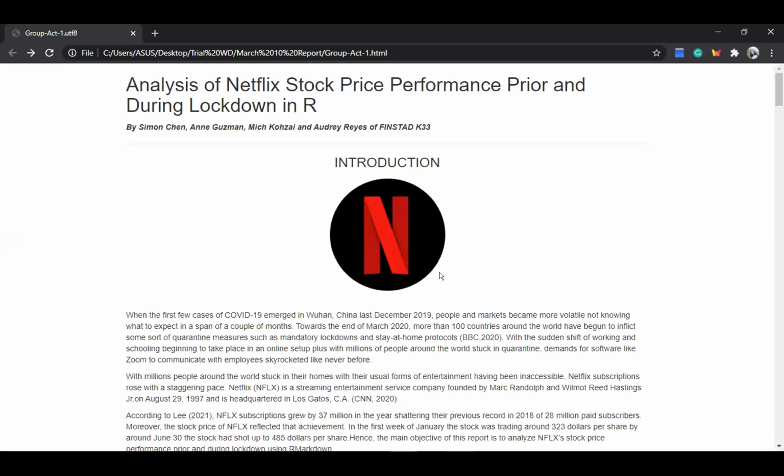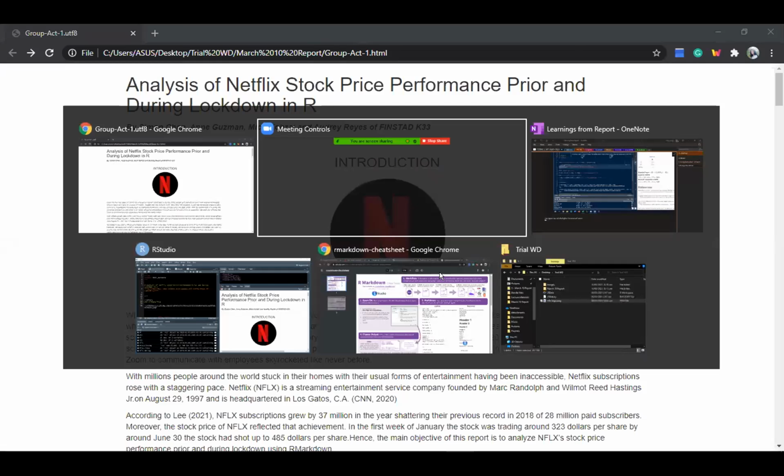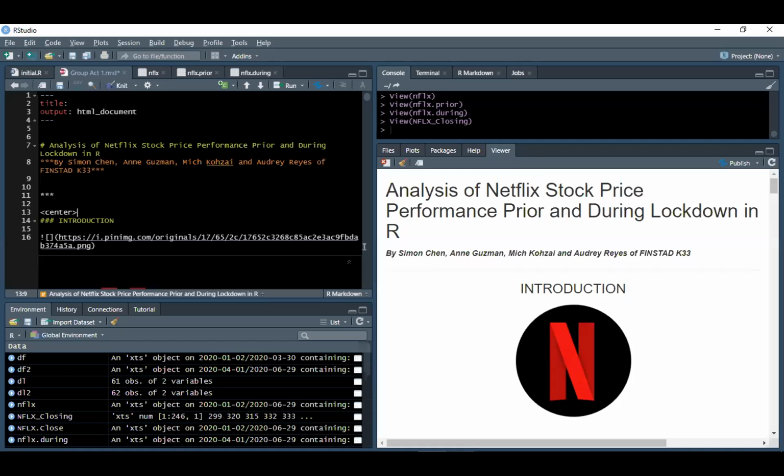So we are group number 2, and the members are Simon Chen, Ann Guzman, me, Mitch Kozai, and Audrey Reyes of FINSTAD K33. So this is our R-Mark program. Simon, you can proceed with the introduction. Hello, everybody. Again, we are Group 2, and thank you for coming here today to listen to our performance. Now, may I direct your attention to the RHTML, the introduction.